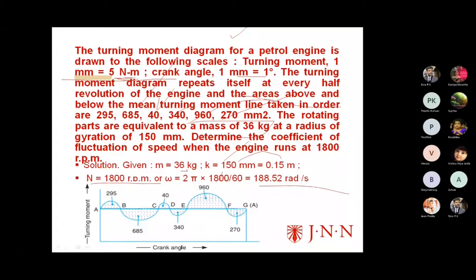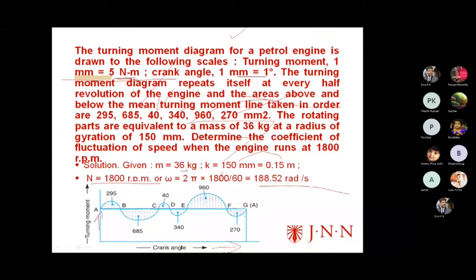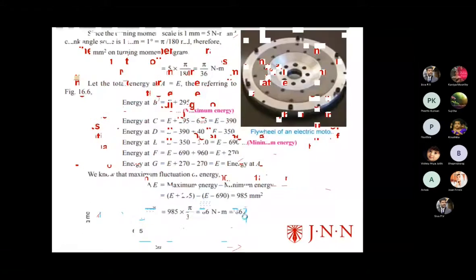On the horizontal axis is crank angle and on the vertical axis is turning moment. Right? And the A B point, the center line, that is called the mean torque, T mean. So 295, 685, 40, 340, 960 and 270 are all the fluctuations of energy. From this we are going to determine the coefficient of fluctuation of speed, CS. So from this diagram we are going to find it out.